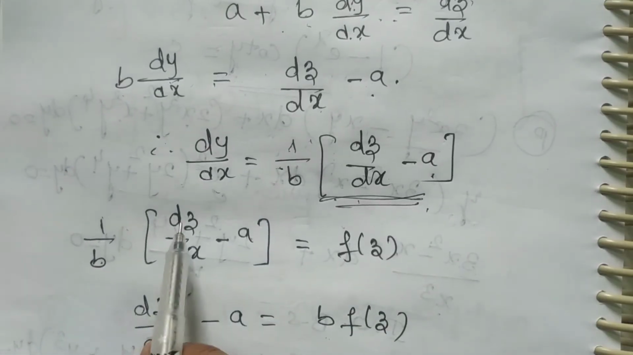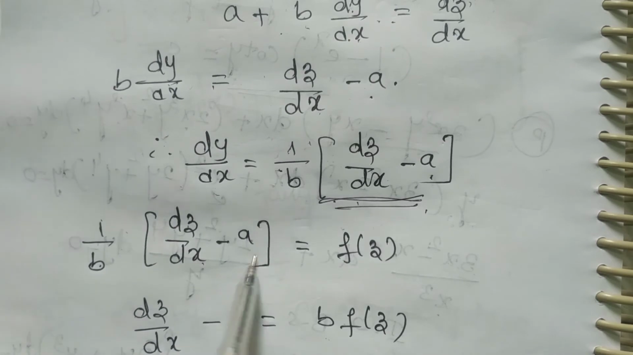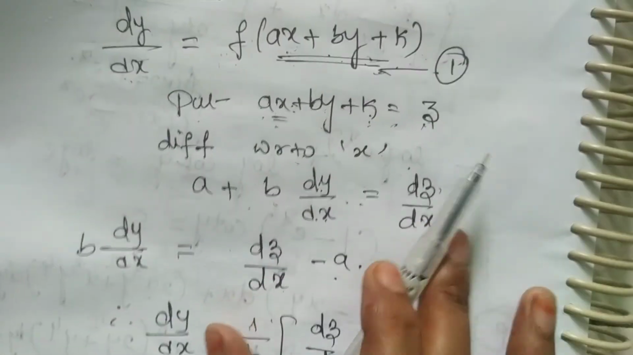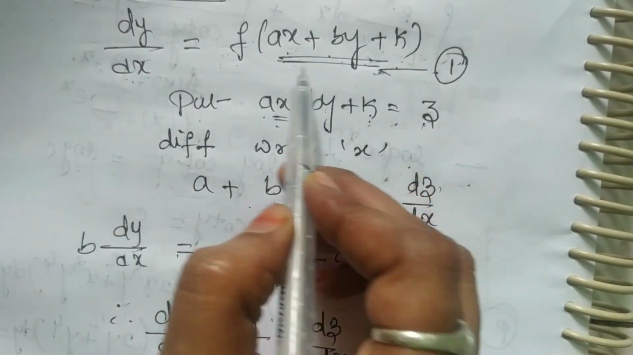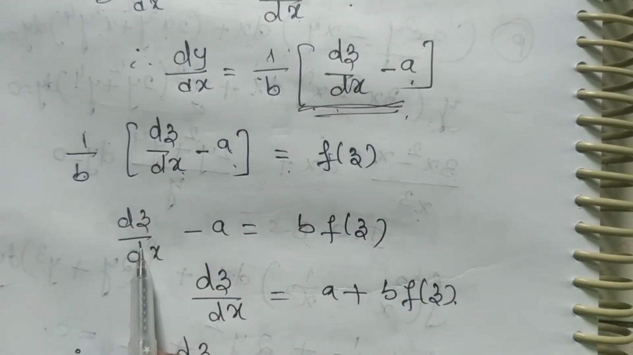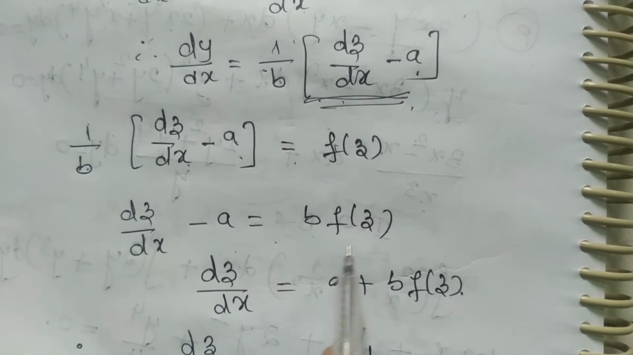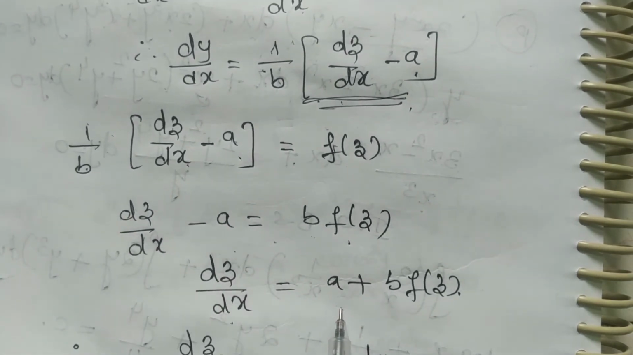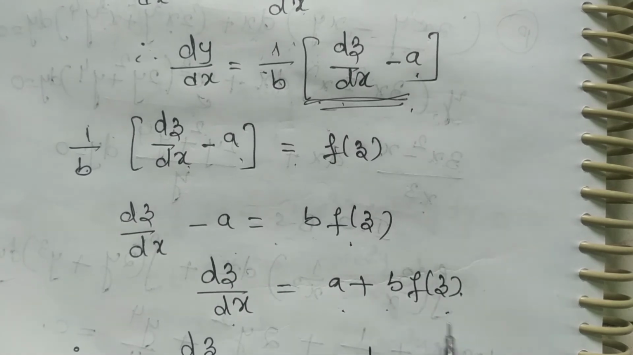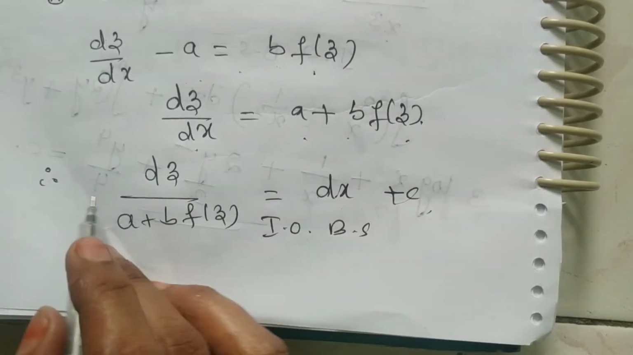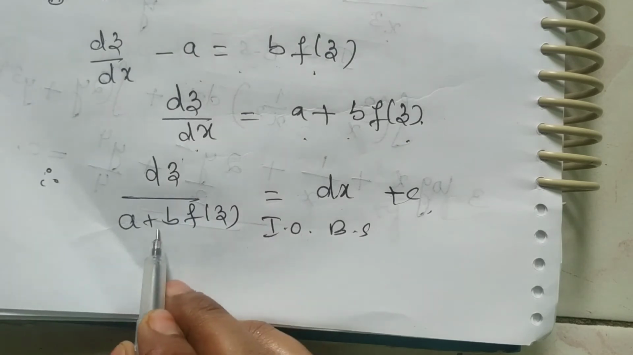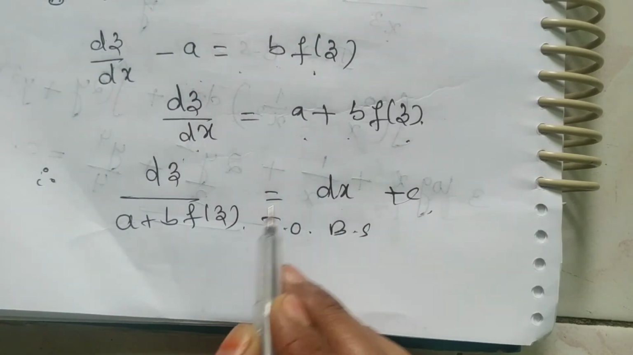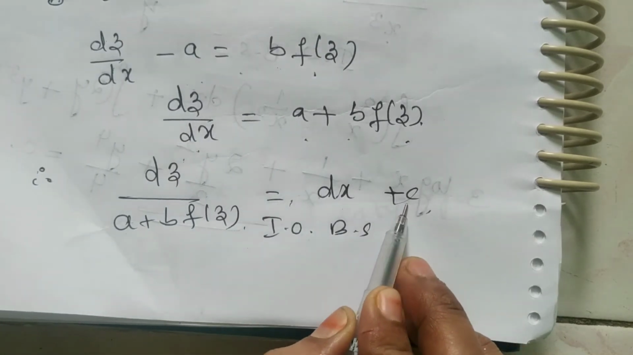So then dy by dx value is 1 by b into (dz by dx minus a), where ax plus by plus k equal to z, then f of z. So dz by dx minus a equal to b into f of z, then dz by dx equal to a plus b f of z. So separating the variables, that is dz by (a plus b f of z) equal to dx plus c.